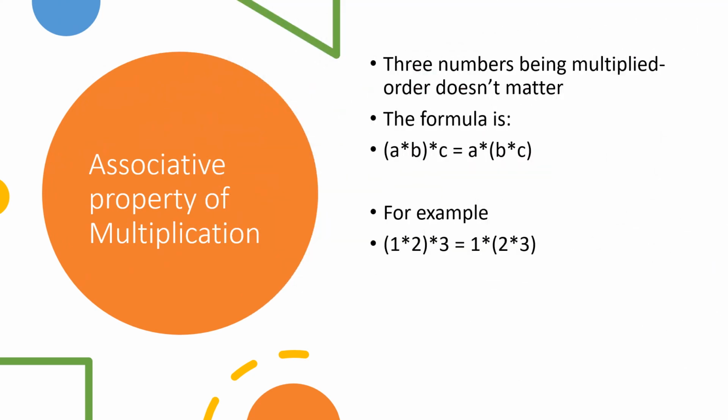The associative property of multiplication. When multiplying three numbers, the grouping doesn't matter. The formula is (a times b) times c equals a times (b times c). For example, 1 times 2, which is our a and our b, is 2, and 2 multiplied by 3 is 6. The other way, we do 2 times 3, which is 6, and 6 times 1, which is 6. And 6 equals 6, so this equation is correct.